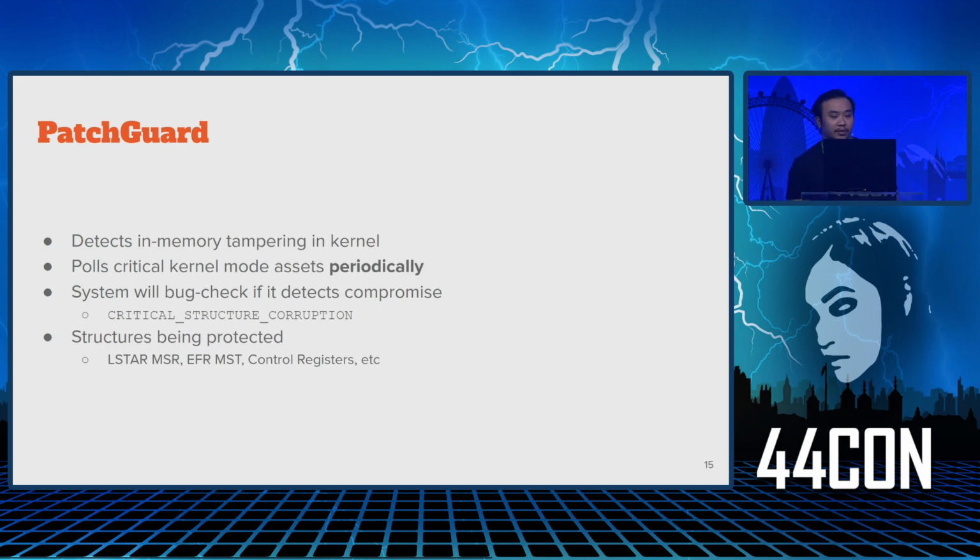And some of the key structures that are protected by PatchGuard are the LSTAR MSR, and some control registers like CR0 and CR4, among other things. So that's why, after we flip g_ci options and remove kernel callbacks, do our thing, maybe load a rootkit driver or something like that, we have to restore the values.